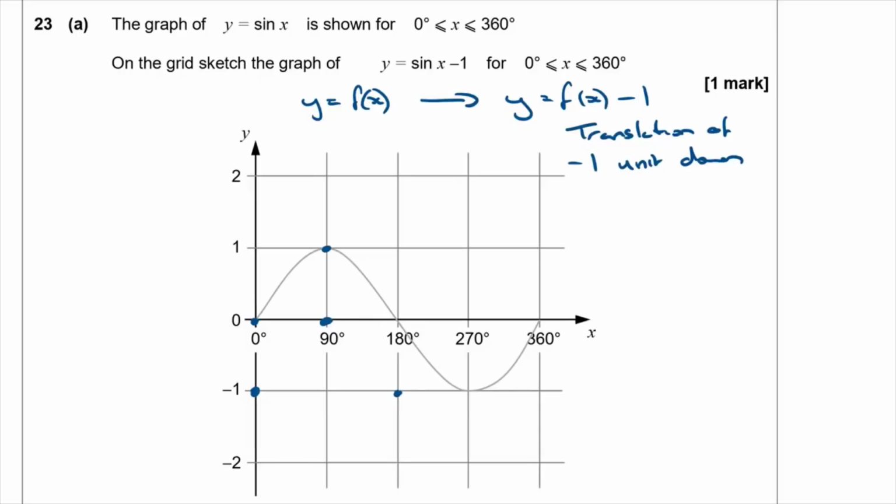And then I've got a coordinate at (270, minus 1), so that's going to end up at (270, minus 2). And then finally I've got a coordinate at (360, 0). It's going to be 1 lower at (360, minus 1). So once I've got all my points, I can just join them up with a curve like that. A bit wobbly at the end, but let's see if I can draw that bit again.